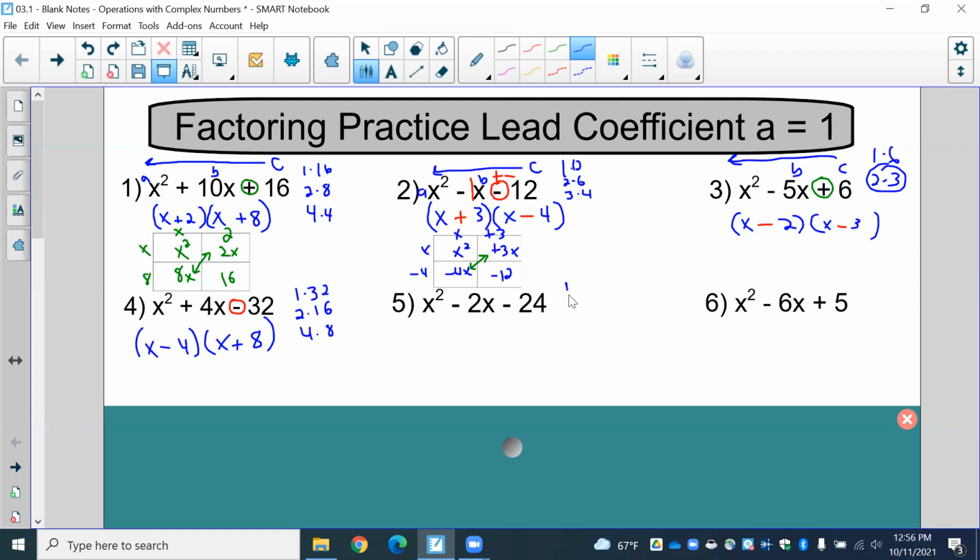So 24. Again, once you know the secret, factoring becomes so much easier. 2 times 12, there is a 3 times 8, and there's a 4 times 6. So none of this matters. I know there's a lot of it. I just need the one that will subtract to 2.